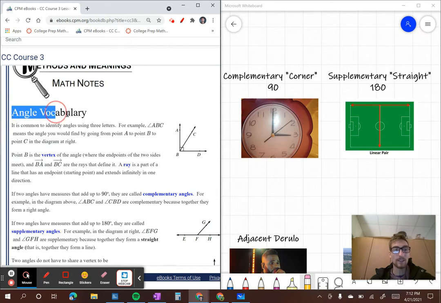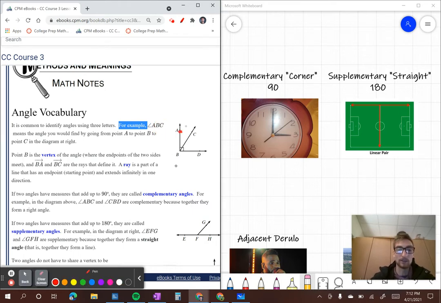So taking a look at the angle vocabulary, it says it is common to identify angles using 3 letters. For example, angle ABC is to explain an angle that goes from A down to B, which is known as the vertex, up to C. You could also just see this labeled as angle B, since angle B is the vertex.